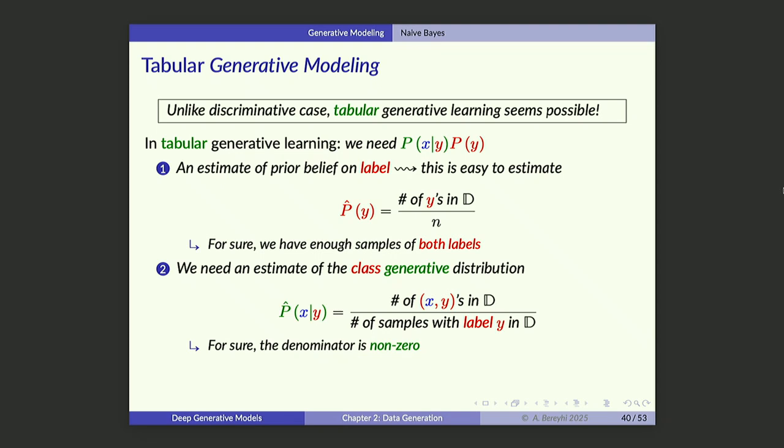Now, in this expression, forget about the numerator and look at the denominator. Is it going to be 0 again? No. It's definitely something large. If your data set is large, you have enough samples of each label, so the denominator is definitely non-zero. But what about the numerator? It's 0, because probably you have not seen the image. It's a new image. So this is most of the time 0.